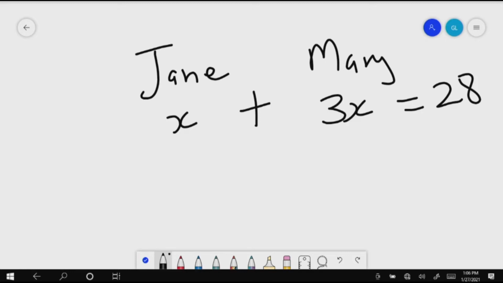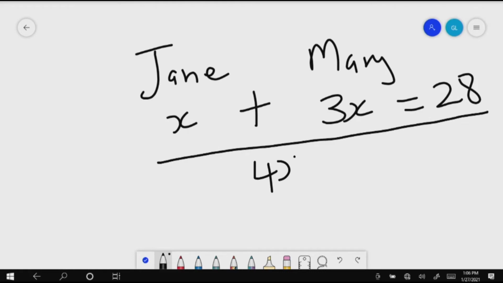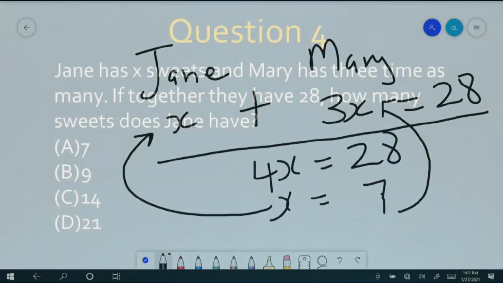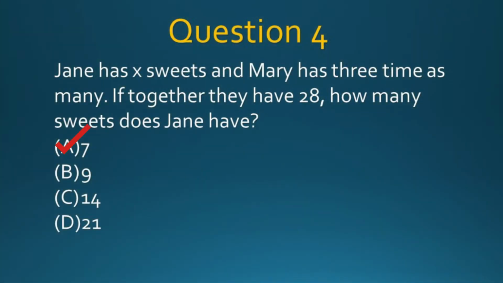Jane has, in the whole expression or the whole quantity, X amount, whereas Mary has 3 times as many as Jane. So in solving a simple linear equation as this, 4x would have been 28, where x is 7. The value of Jane's number of sweets in this expression is 7, whereas Mary has 3 times as many, which would have been 21. So our solution for this question is A, which is how much does Jane have, not Mary.